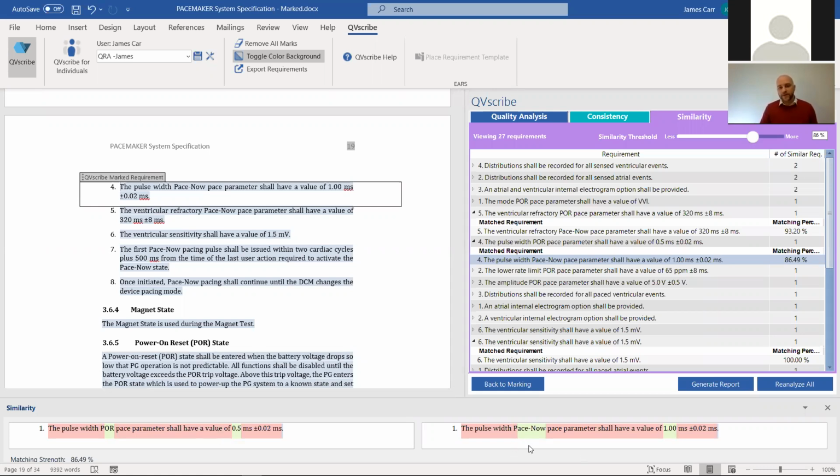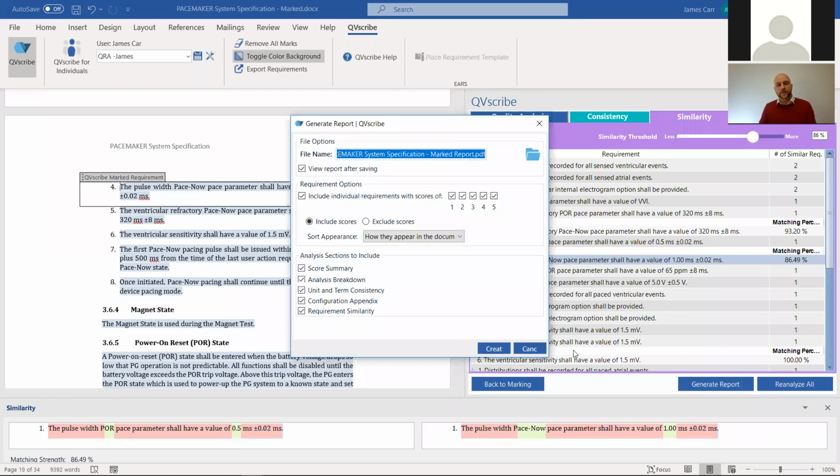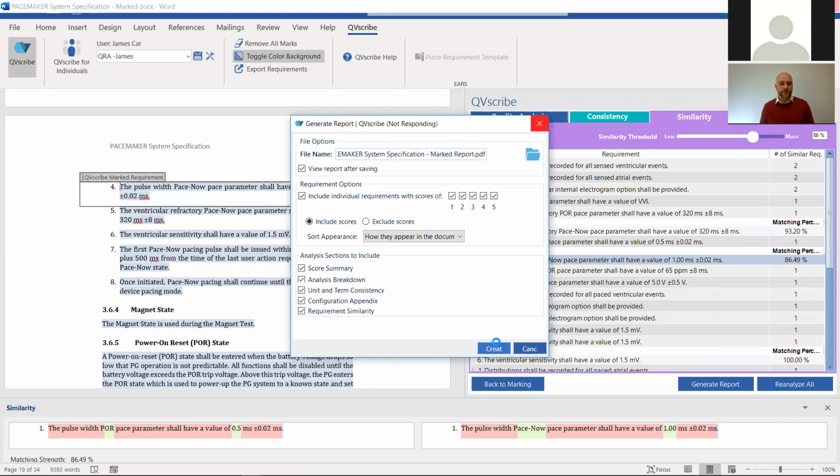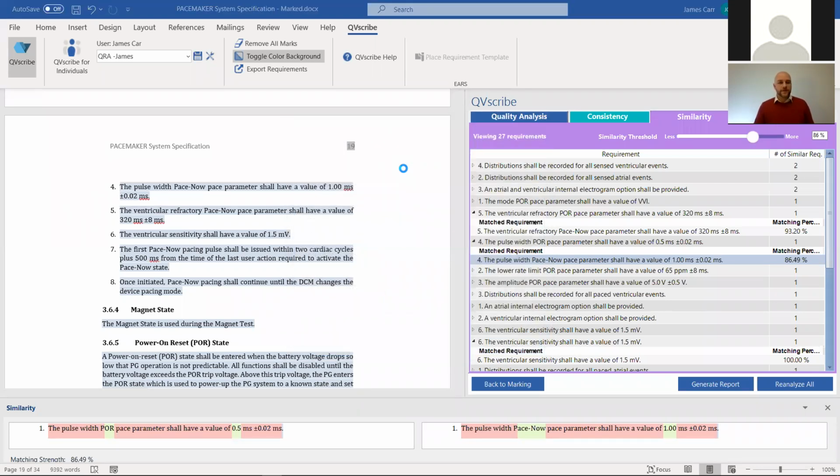Once you've improved the quality at the document level here of the particular user that's working on this requirement, you can generate a PDF report. This PDF report is customizable, so you can control which quality scores you want to have included in that, what information you want to have included in that report. And then this will allow you to share these results with other people. So this is what we were talking about.